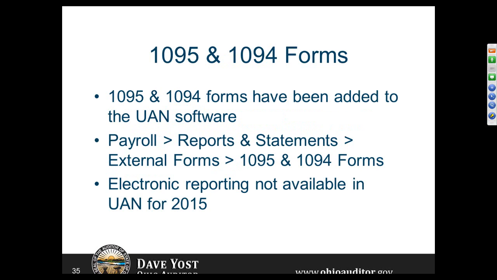Okay, 1095 and 1094 forms have been added to UAN. They are found under Payroll, Reports and Statements, External Forms, 1095 and 1094 forms. For the first year, we have not put in the electronic reporting. We are looking at potentially putting in electronic reporting next year. We did not have any clients that were going to be required to report electronically, and the information and test site for the electronic reporting just came out. So due to us needing to get our release out, we were not able to wait and put the electronic reporting in for this year.